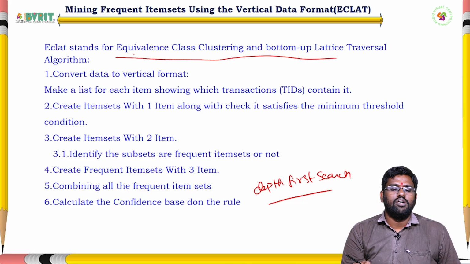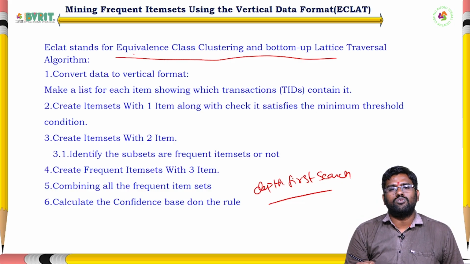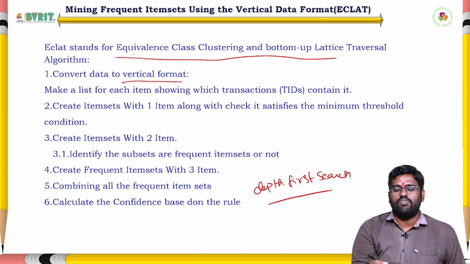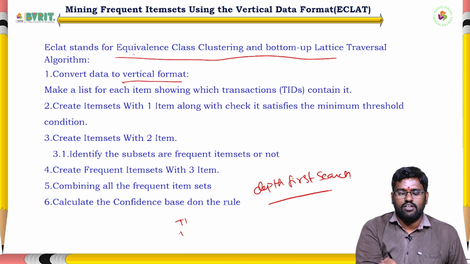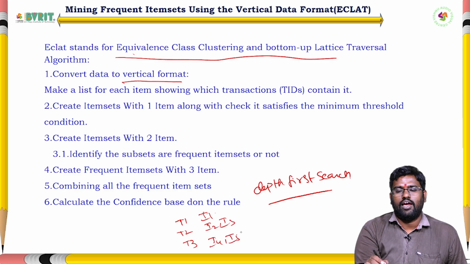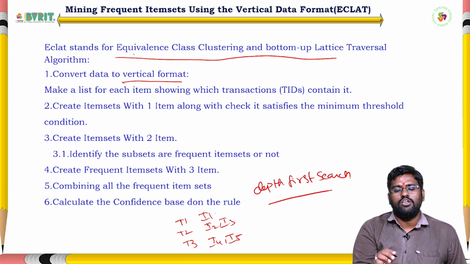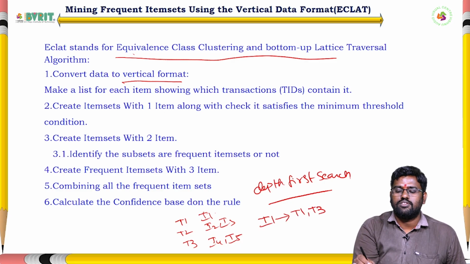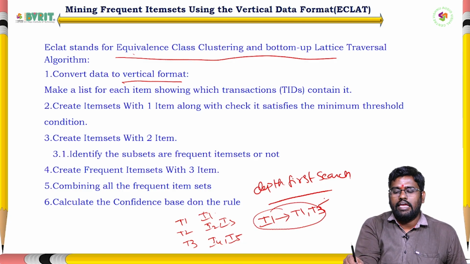So what we do in the ECLAT algorithm is convert the given data into vertical format. Just like, I will show you, T1, T2, T3 with items I1, I2, I3, I4, I3, I5 like this. These are the datasets given. We need to convert them into vertical format, which is the opposite. That means for I1, we list in how many transactions it is present. Converting the data into vertical format is called the ECLAT algorithm.